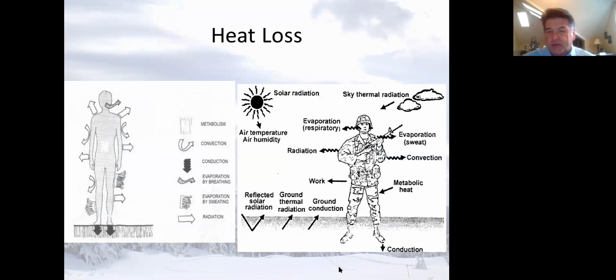This is a soldier who's in the heat. He's conducting down into the ground. He's producing metabolic heat and work heat. He's also got convection coming off of him from the wind, radiation. He's evaporating by respiring and also evaporating through sweat.